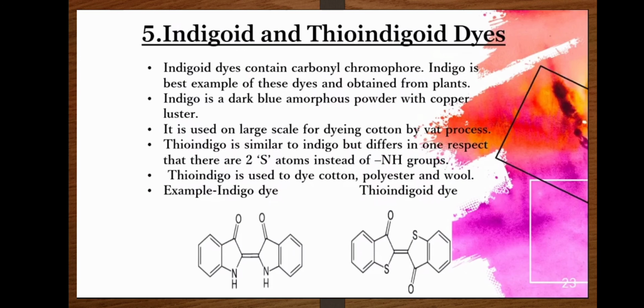Fifth is indigoid and thioindigoid dyes. Indigoid dyes contain carbonyl chromophore. Indigo is the best example of these dyes and is obtained from plants. Indigo is a dark blue amorphous powder with copper luster. It is used on a large scale for dyeing cotton by wet process. Thioindigoid is similar to indigo but differs in one respect, that there are two S atoms instead of one NH group. Thioindigoid is used to dye cotton, polyester and wool. Examples of this are indigo dye and thioindigo dye.